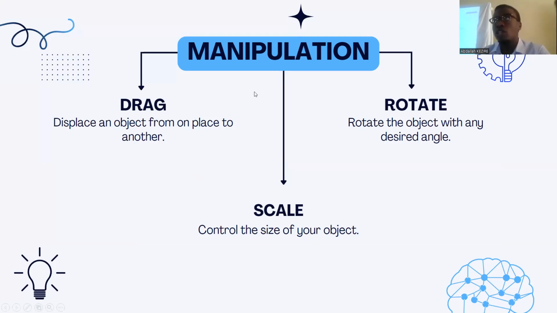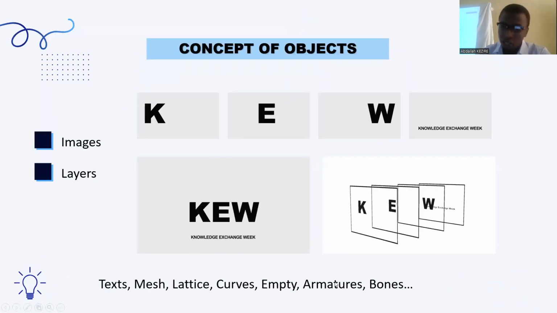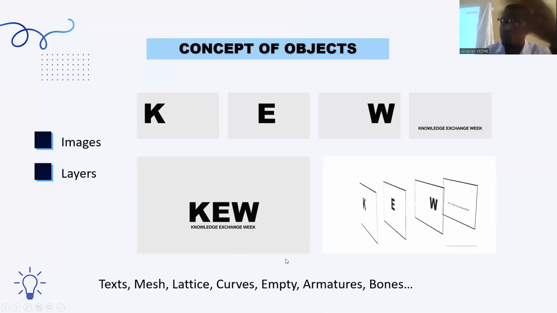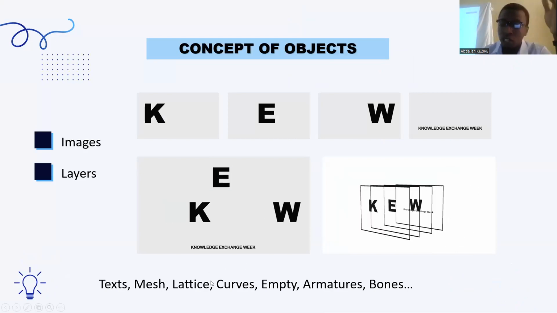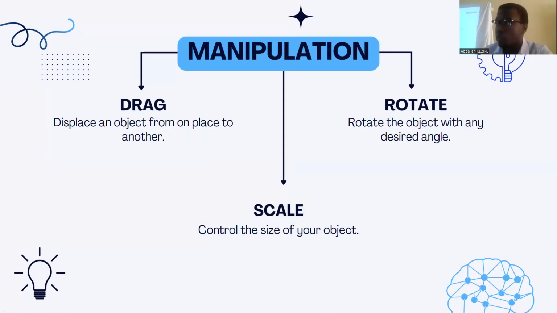We talk about images, layers. There are different kinds of objects in software. So we have different objects depending on the subject, depending on the software. All of them are different, but all of them are subject to the manipulation tools I'm going to talk about. The drag tool, as I was saying, if you already know PowerPoint, you know that when you put an image on your slide, you can move it to the position you want. That is the drag tool. You can drag it wherever you want. That is the first one.